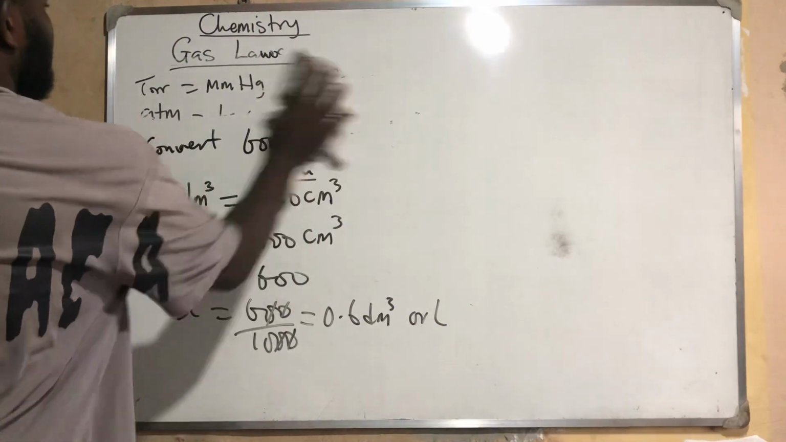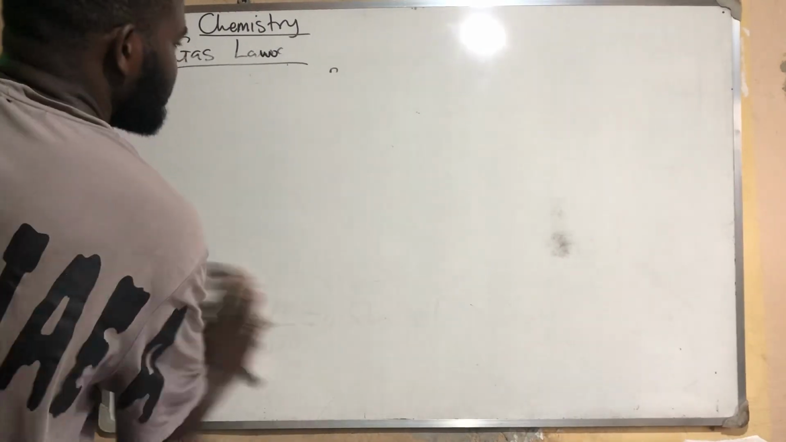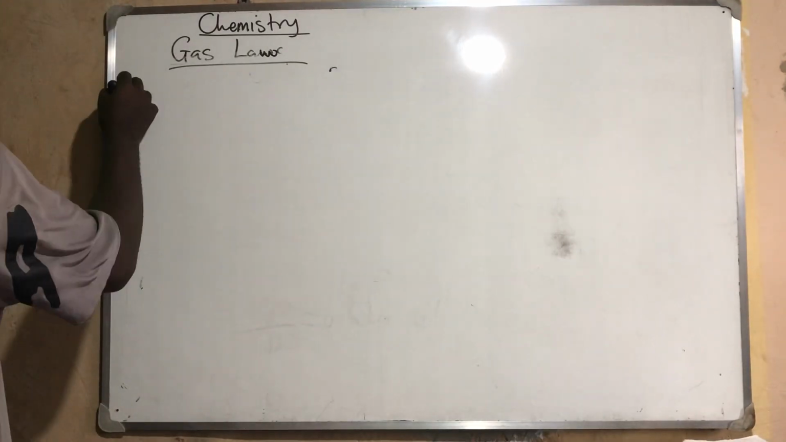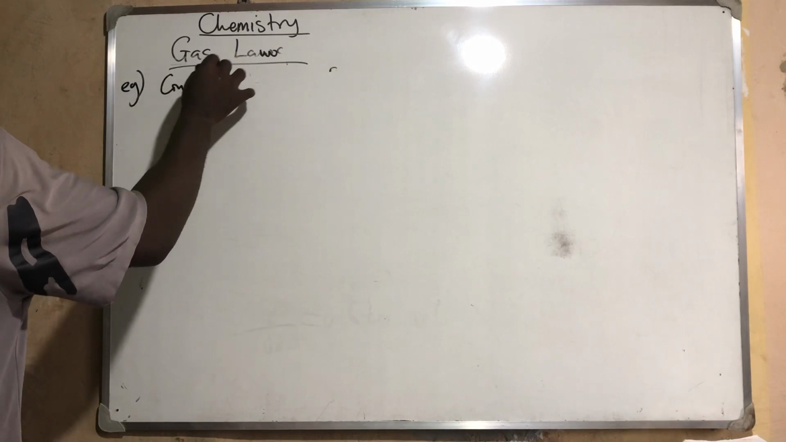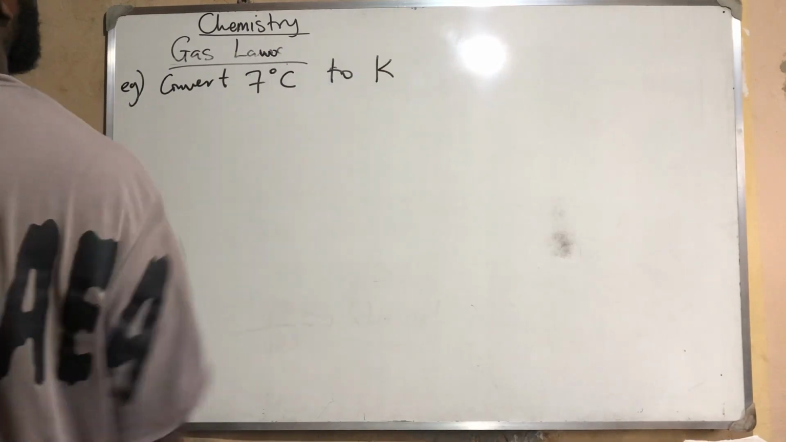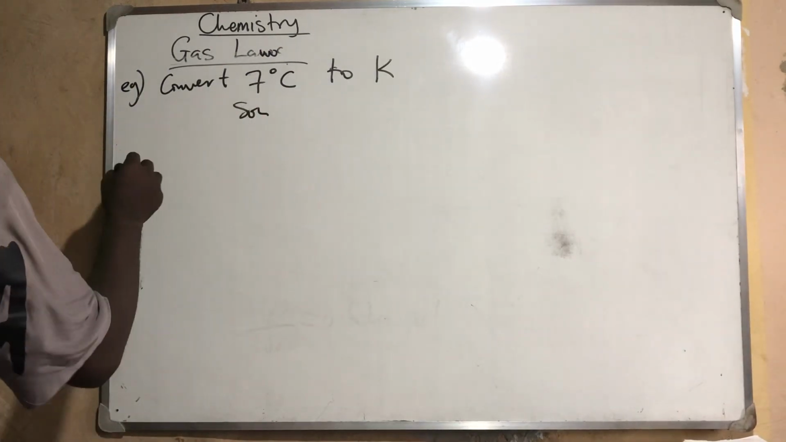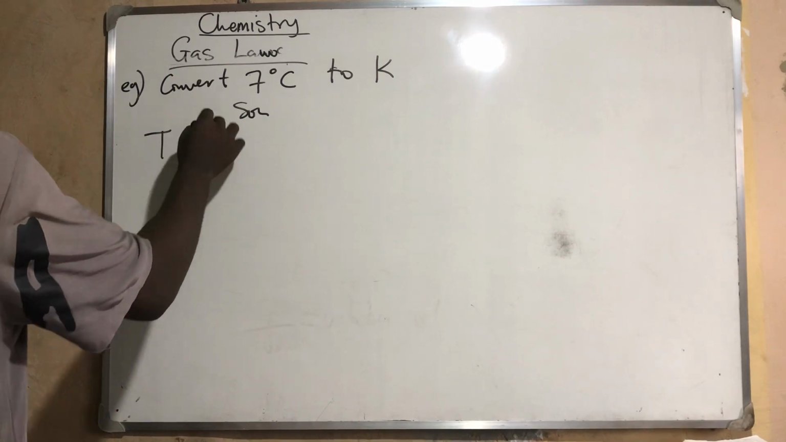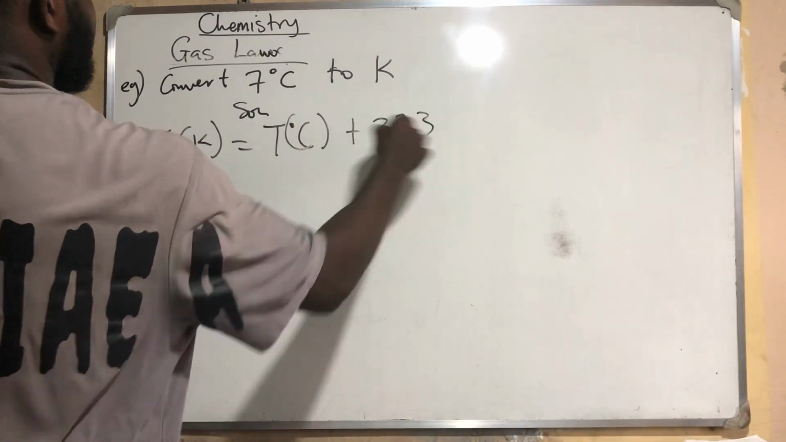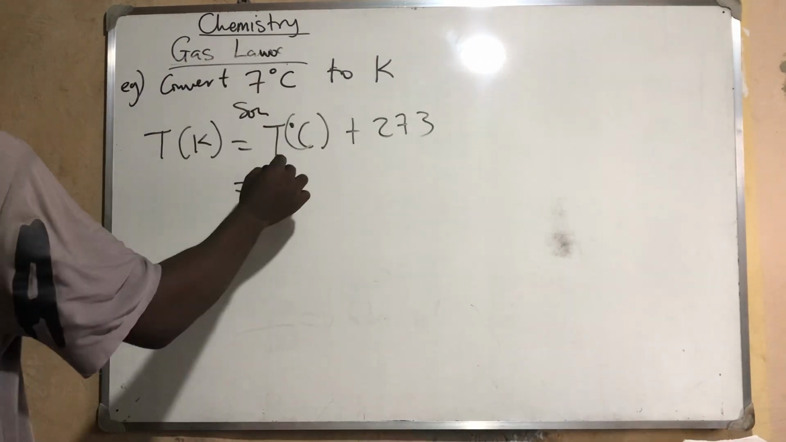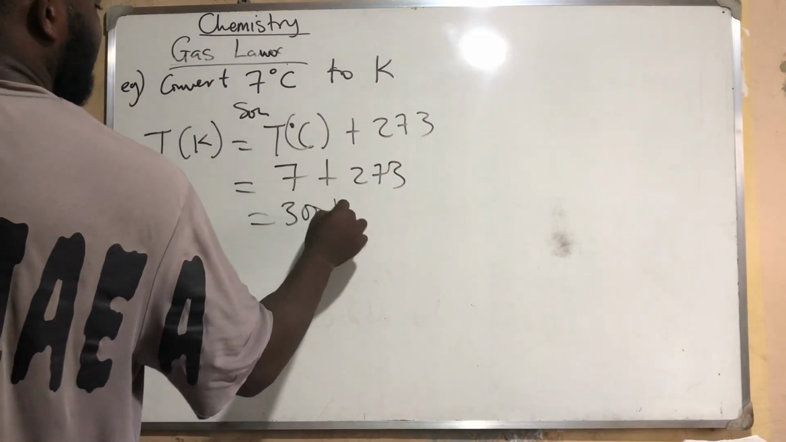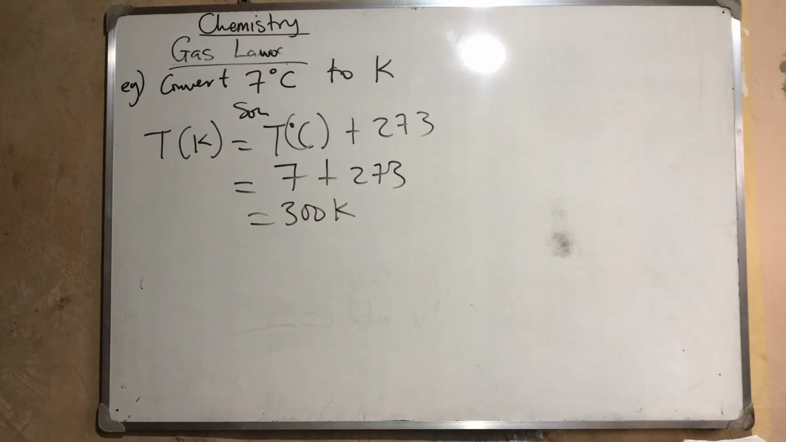So now let's talk about temperature. For temperature, before we enter Boyle's law. Okay, for temperature example, they say convert 7 degree Celsius to Kelvin. Convert it to Kelvin. Solution: you will know that temperature in Kelvin is equal to temperature in degrees Celsius plus 273. So they gave me this one in degrees Celsius, which is 7 plus 273, which will give you 300 Kelvin. Very, very simple. 300 Kelvin.